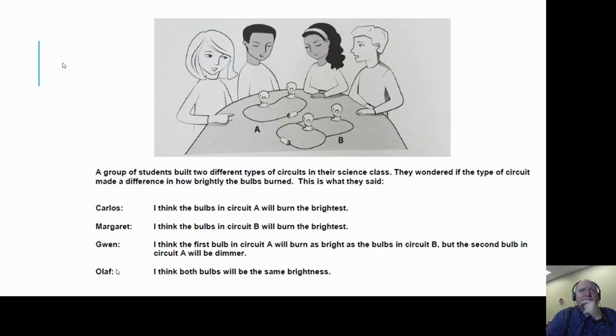The first one that we did, it says a group of students built two different types of circuits in their science class. They wondered if the type of circuit made a difference in how brightly the bulbs burn. This is what they said.